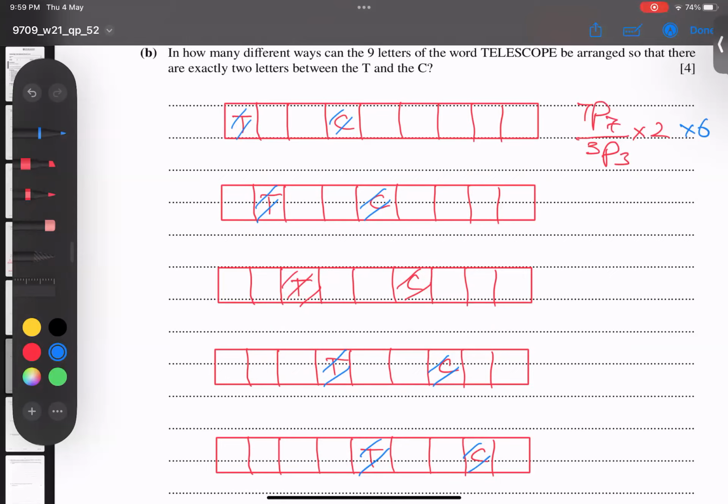Wait a minute, please. 7P7. So 7 factorial or 7P7 divided by 3 into 2 into 6. So the answer is coming directly: 10080. And I hope the logic is very clear.